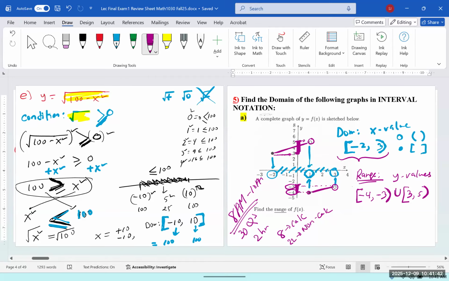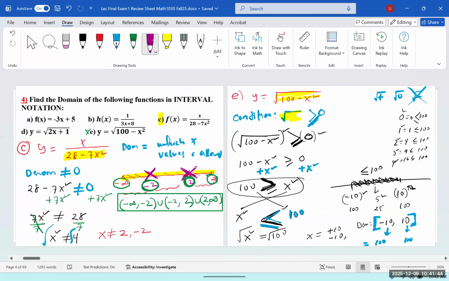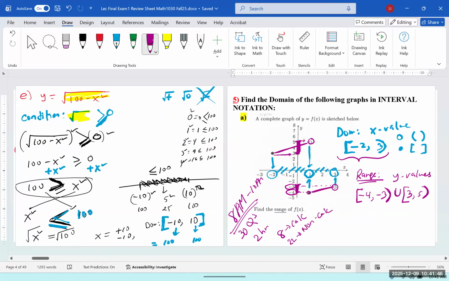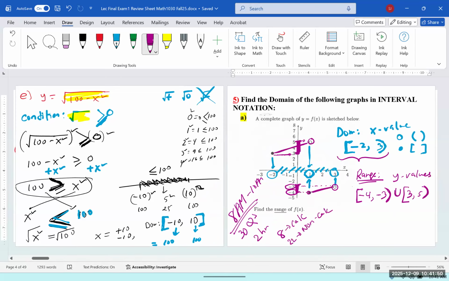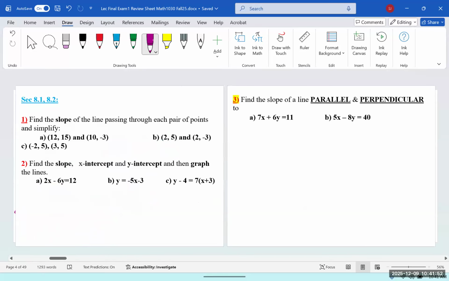There will be one domain question from an equation, and there might be one domain question from the graph. And this will definitely be in the final: find the slope of the parallel or perpendicular line. One of them, either parallel or perpendicular. Usually they like perpendicular because it's opposite.